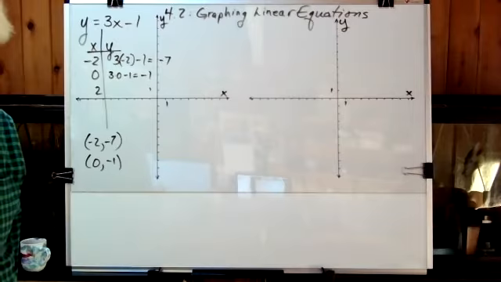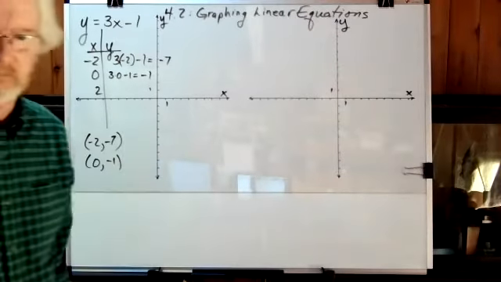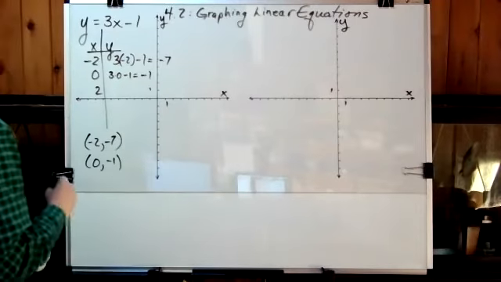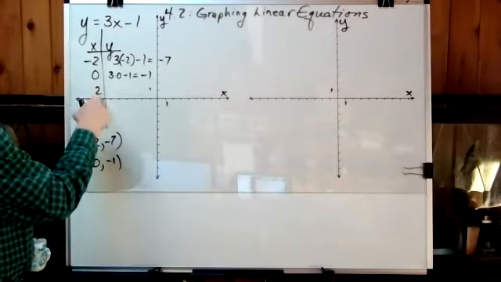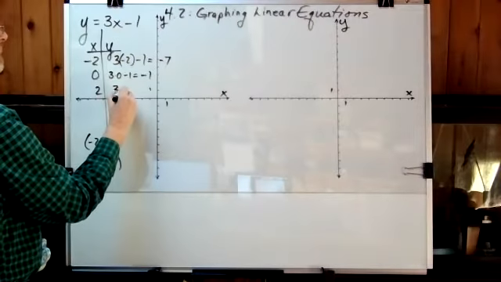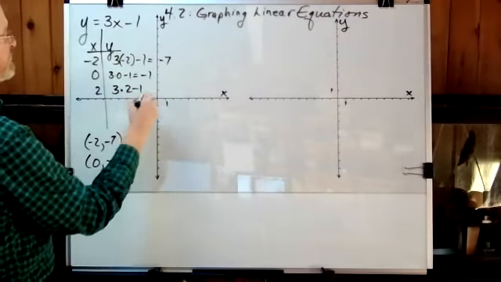You guys seeing that okay? Speak up if it's a little blurry. I should make my lines bigger on my graph template someday. If x is 2, putting a 2 in for the x, 3 times 2 minus 1, 6 minus 1 gets me 5.